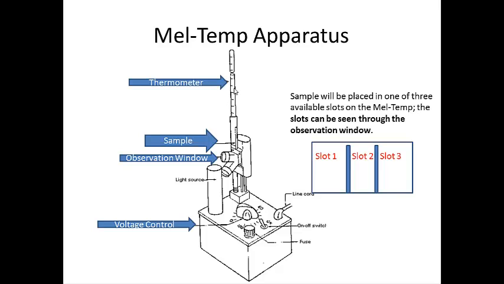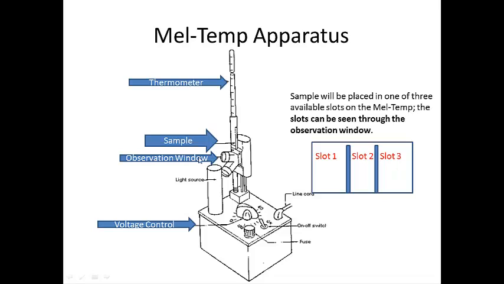You can watch the thermometer as the temperature increases. Here's your sample. Your sample goes here, and here's the observation window. When you look in that window, you're going to see 3 slots. Each one of those slots can contain a sample. So we're going to share the Mel-Temps today. That means 3 groups can use one Mel-Temp, because each slot can hold one sample.